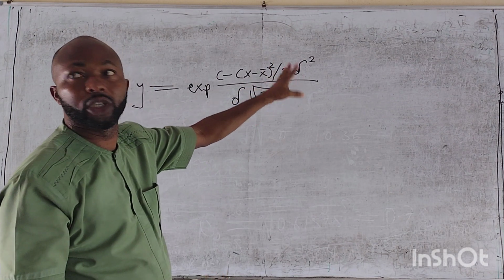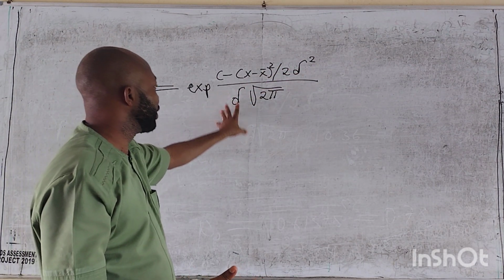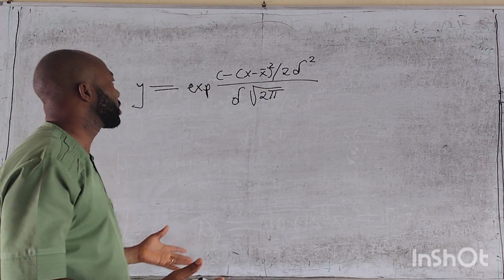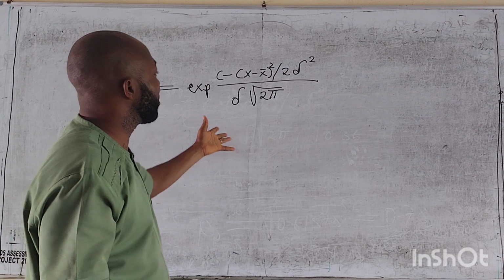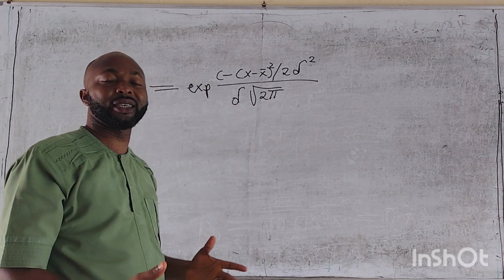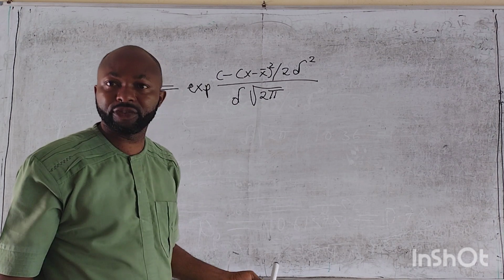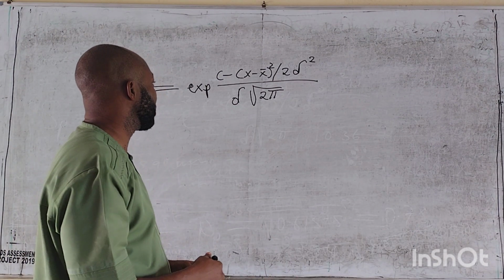Okay, this is our formula, which is exponential raised to the power minus open bracket x minus x bar squared divided by 2d squared, all over d root 2 pi. Now, in this formula, the d here represents standard deviation. So we can call it s for standard deviation, or we call it d, as the case may be.